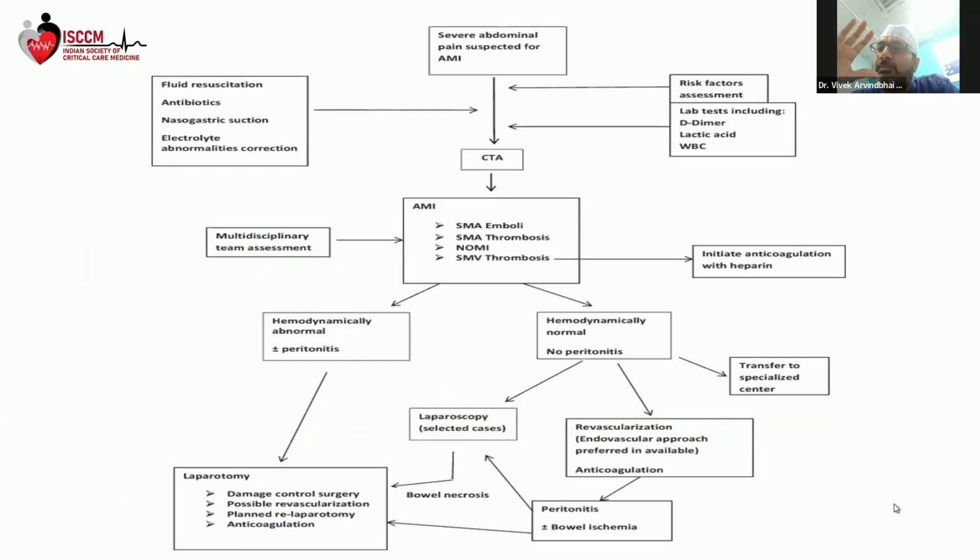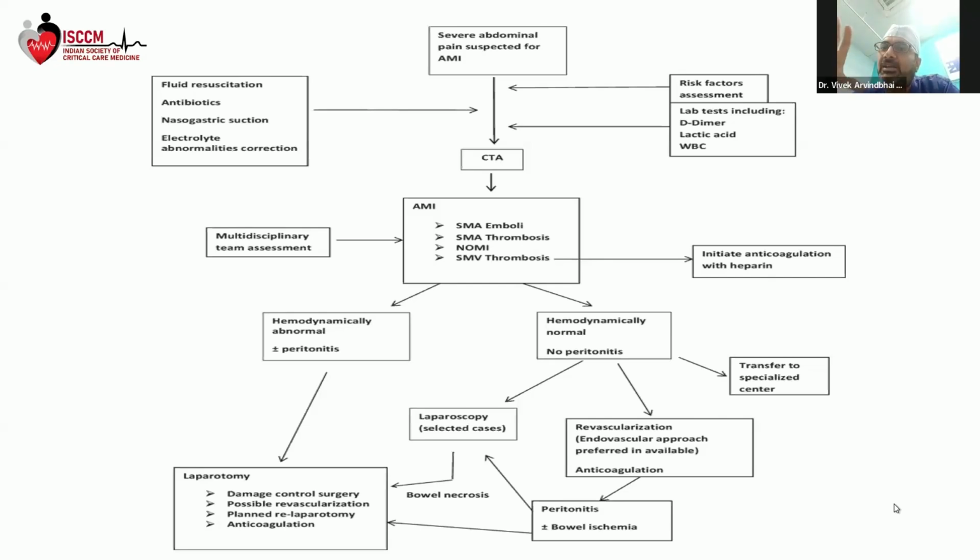So this is the depiction of the management protocol of a patient with suspected mesenteric ischemia. When the patient presents with severe abdominal pain and is suspected of acute mesenteric ischemia, what we should do first is resuscitation, antibiotics, nasogastric suction, correction of electrolyte abnormalities, and optimizing the patient for surgery. Along with that, risk factor assessment and laboratory evaluation like D-dimer, lactic acid, and WBC. As early as possible, CT angiography, the gold standard, to confirm the diagnosis. And then what type of mesenteric ischemia is it: embolic, thrombosis, or non-occlusive?